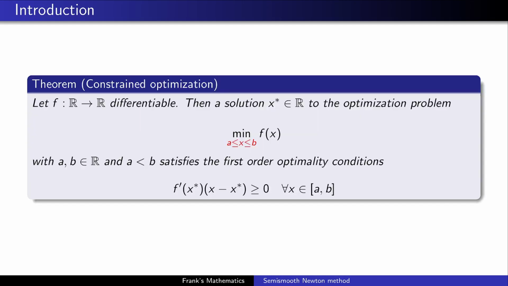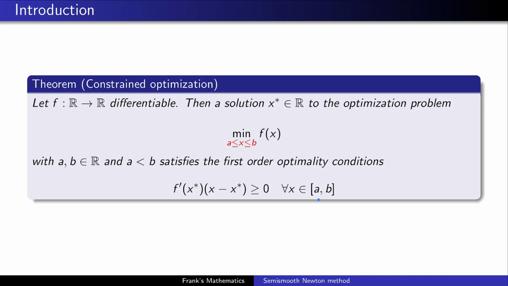And here is the solution to our problem. This, I think, is one of the first results you will see when you visit a lecture about optimization 1 or something like this. Here you can see again our constraint optimization problem. In red, again marked, are the box constraints. Now we know that if x star is a solution to this constraint optimization problem, it must satisfy the following condition: f prime x star multiplied by x minus x star must be greater or equal than 0. And this must hold true for all x between a and b.